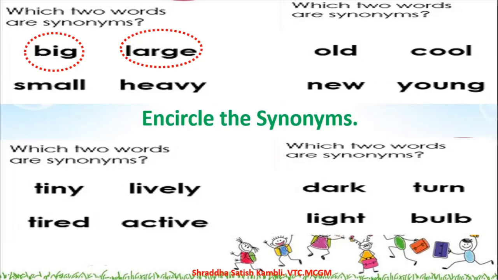Old, cool, new and young. So you have new, which is a synonym for young. How? We say new for things. This is a new thing. This is an old thing. Whereas young we say for people or for animals. That is a young cat and that is an old cat. Okay, so new and young are synonyms here. What about the next one?